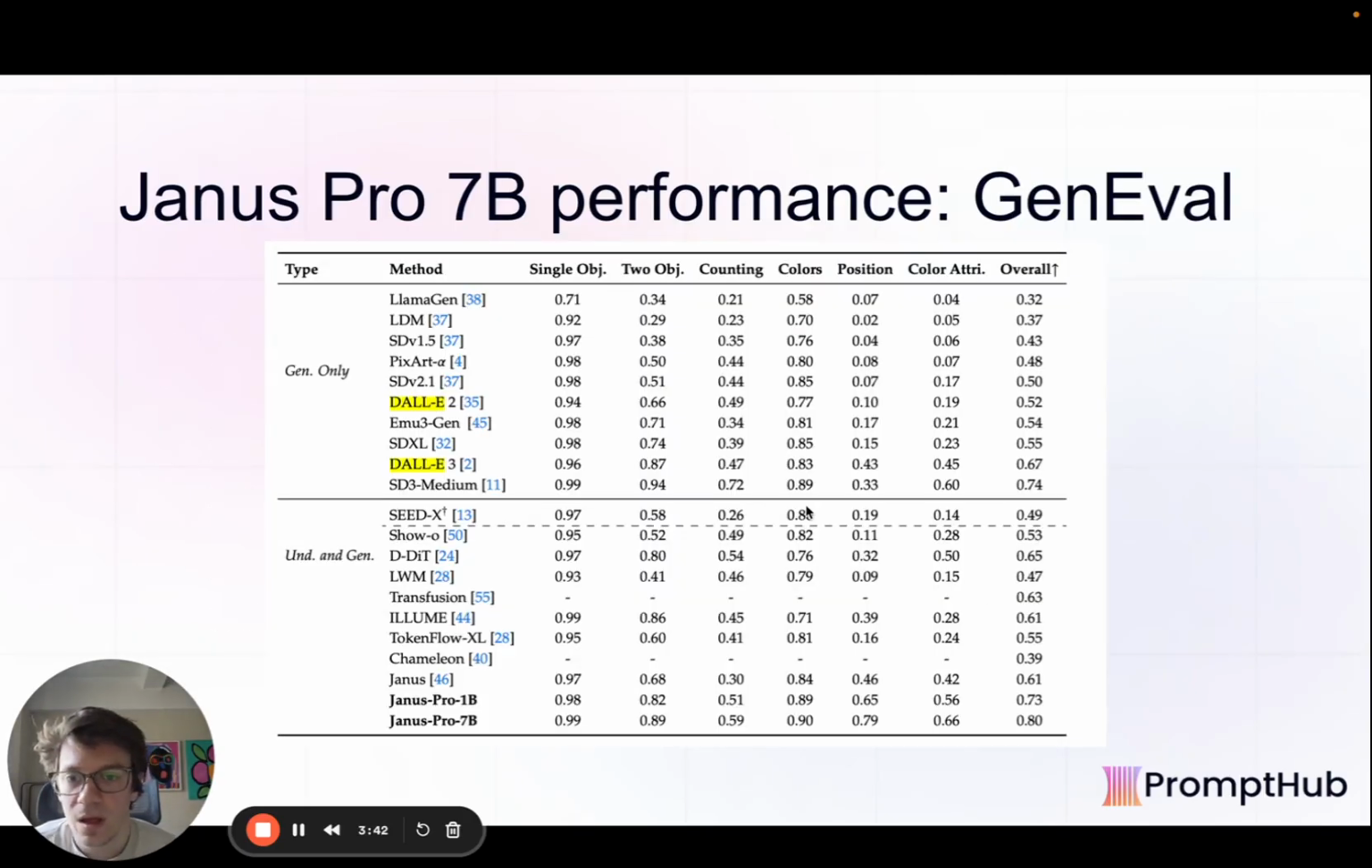And so we have DALL-E highlighted here as well, and then Janus-Pro. And we can kind of go through all of them.